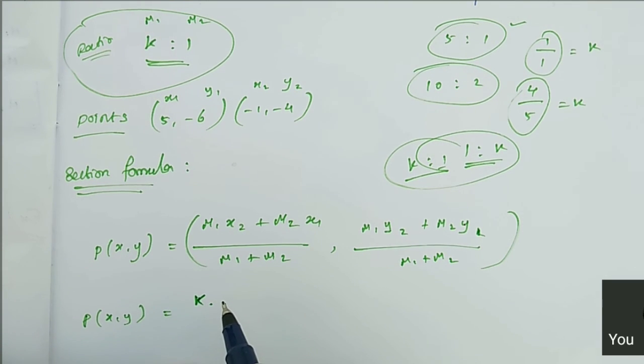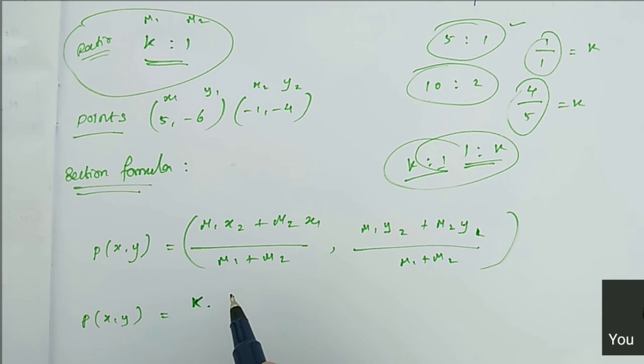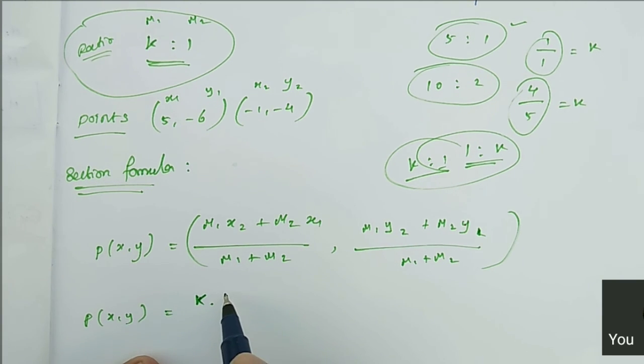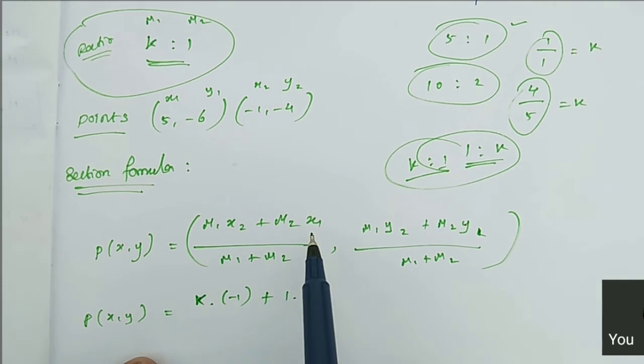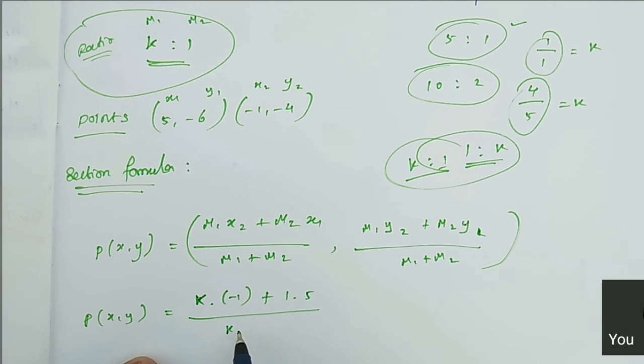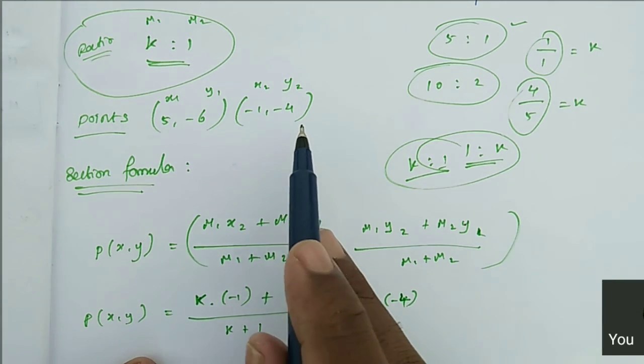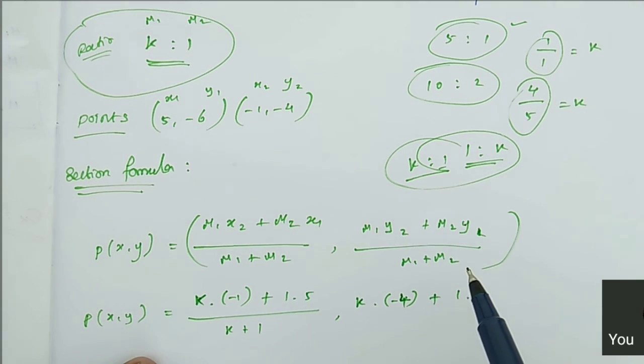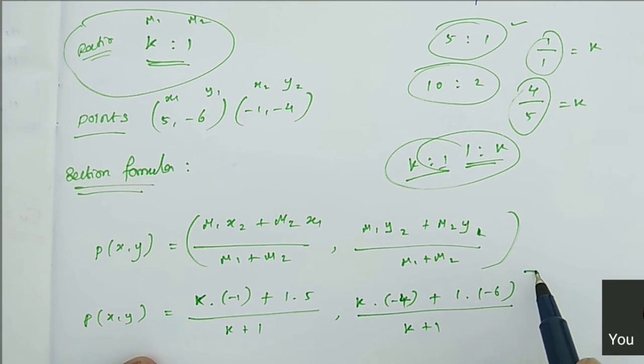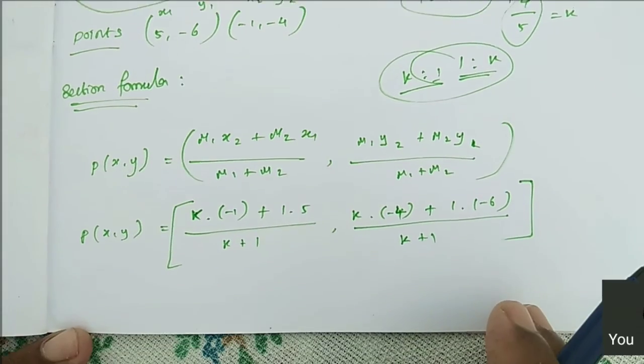K, minus x2 minus 1, x2 plus m2 1 into x1 5. Are you clear? Then m1 m2, what is it? K plus 1 comma m1 k into y2 minus 4, y2 plus m1 1 y1 minus 6 divided by k plus 1. Clear? Any doubt?